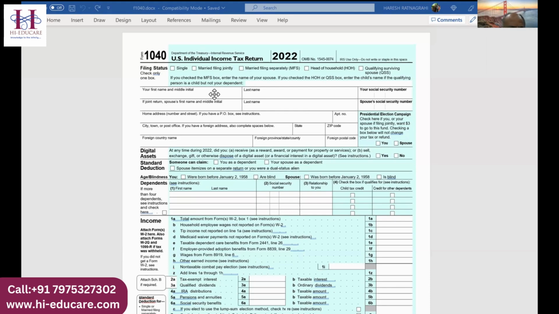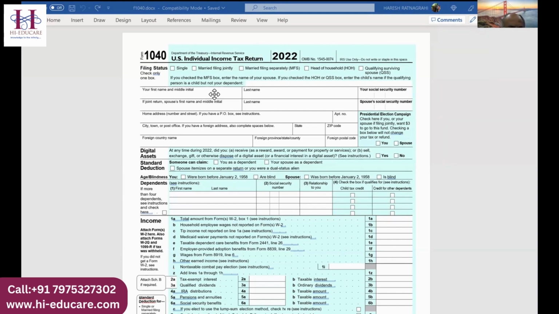Okay. And then they have recently added digital assets because of cryptocurrency. So they have added one line item, digital assets. Then we have the standard deduction. We'll see that standard deduction when someone can claim you as a dependent and your spouse as a dependent. So anyway, we'll discuss that also.